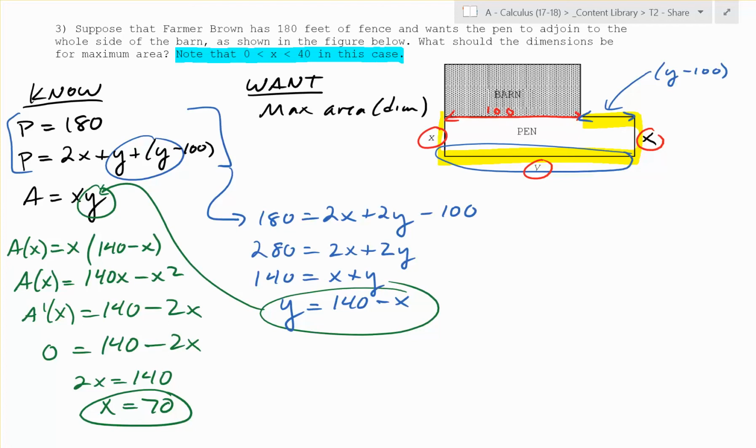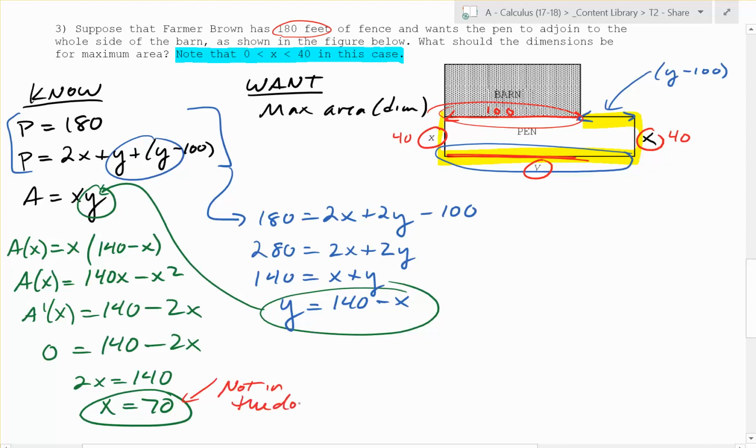What I mean by that is, let's say this was 40 and this was 40, like that. If that was 40 and 40, you have 180 feet of fencing total. You want to totally cover this side right here. So this distance right here, y would be 100. Well, 100 plus 40 is 180. So x has to be between 0 and 40. So this is not in the domain. x can't be greater than 40.